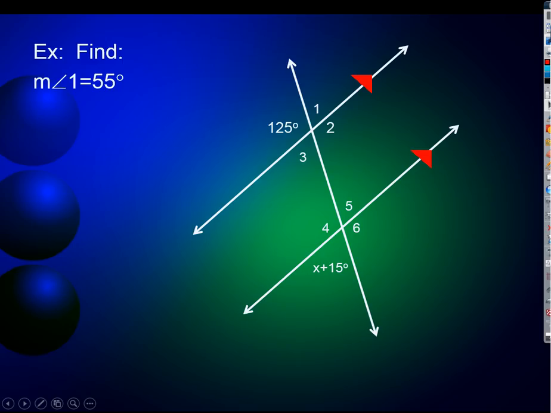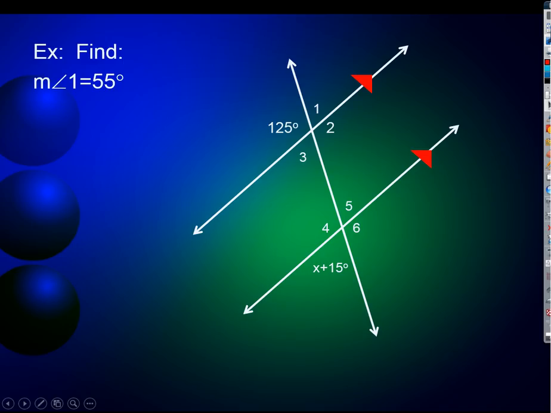What's angle 4? How come? What is it? They're equal to each other. But how? But why? What's the reason? Why is 4 125? Corresponding, right? Okay, that's what I'm looking for. They're corresponding angles, and so they have to be congruent.